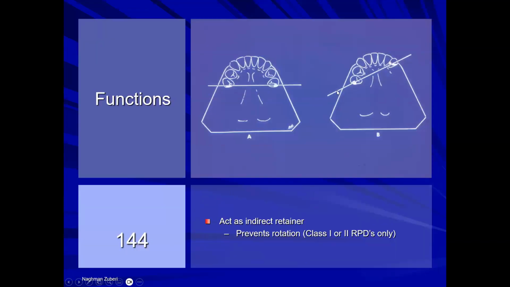Rests are also used as indirect retainers. In indirect retainers, we look for the most suitable tooth, one which is very strong, and it should be at 90° to the fulcrum line. The fulcrum line is the imaginary line which passes through the two major abutments. So it should be at 90° to that fulcrum line.